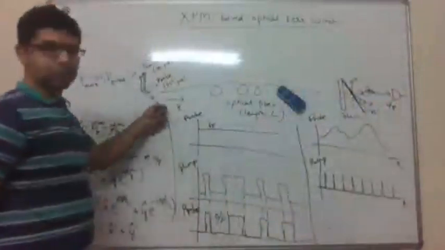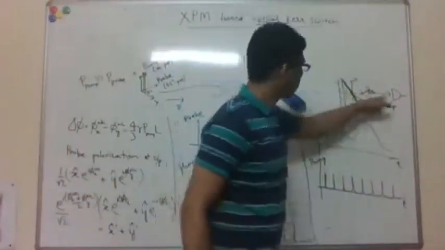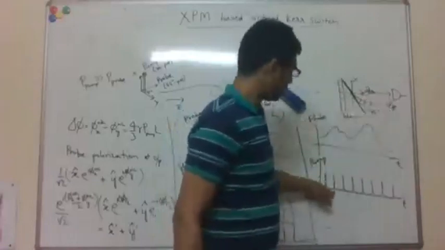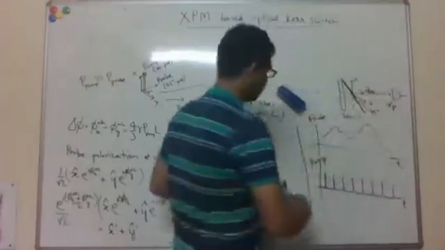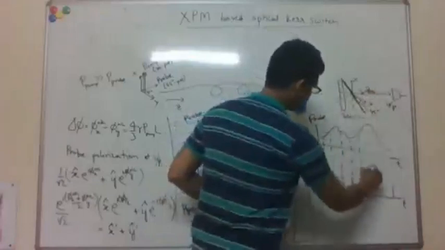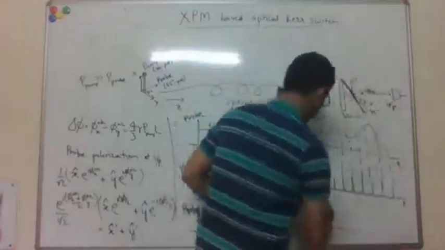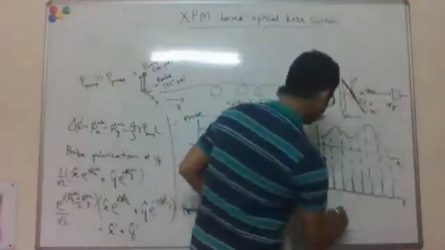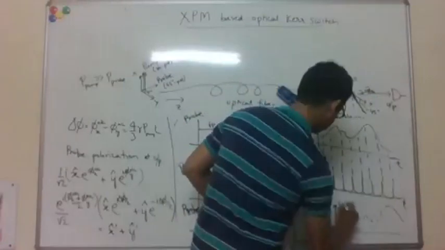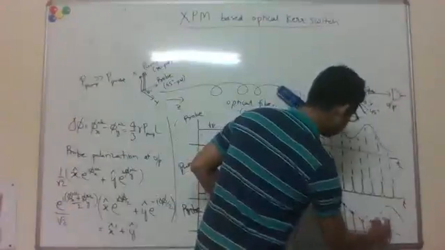Then from this you can see that whenever the pump is high, whenever the pulse is there, my probe will come into the output. But whenever the pump pulse is not there, I won't see the probe. So at all the points where the pump pulses are coming, I'll sample the probe. Right, so my output will look something like a sampled signal.